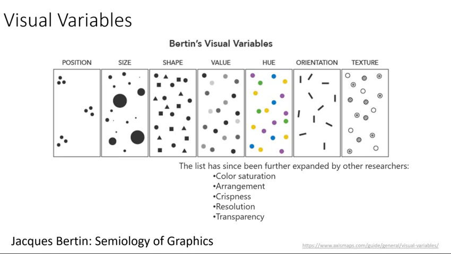Here's a list too of some of the advancements that have been made in addition to Bertin's visual variables, things like the saturation of color, arrangement, which could get back to the Gestalt principles like groupings, crispness, fuzzy borders versus sharp focus, resolution, transparency.